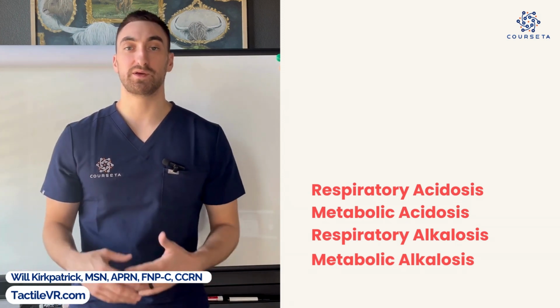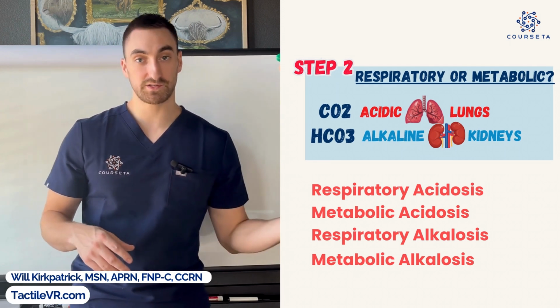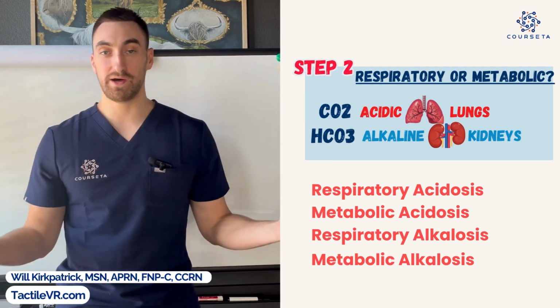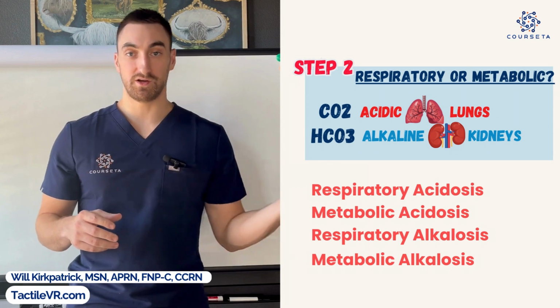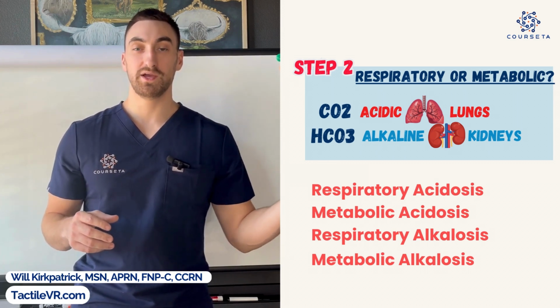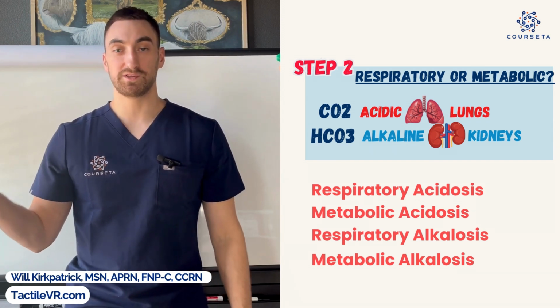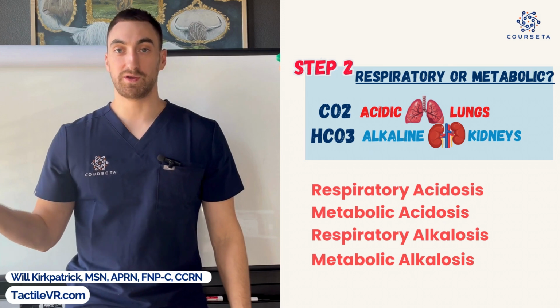After we determine if it's acidic or alkaline, we need to understand if it's due to the respiratory system or the metabolic system. So respiratory, of course, lungs. What do the lungs control? CO2. CO2 is what? Acidic. And then we have metabolic, which is what? The kidneys. And what do the kidneys control? Bicarb. And what is bicarb? It's alkaline.